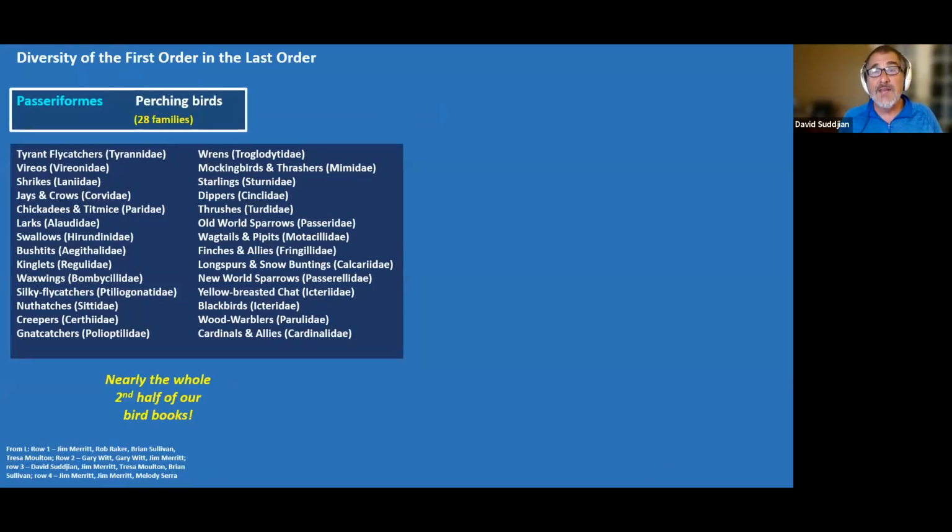So that was 19 different orders, but we're down to the last one here. And I'm going to treat it specially because it is especially diverse. This is the Passeriformes, or the perching birds. And our Passeriformes in Colorado includes a whopping 28 different families. This is nearly the whole second half of our bird book. So we're looking at orders, but I've listed out all these 28 families here, and we'll just kind of cruise through them so we can appreciate the fantastic diversity in our Passeriformes, or perching birds.